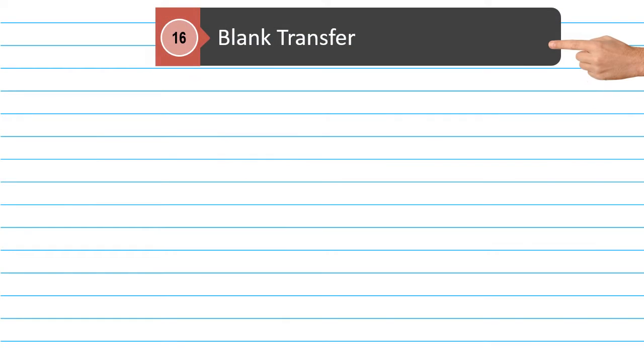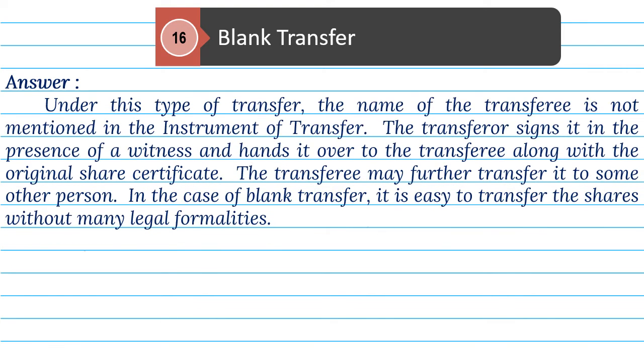16. Blank transfer. Answer. Under this type of transfer, the name of the transferee is not mentioned in the instrument of transfer. The transferor signs it in the presence of a witness and hands it over to the transferee along with the original share certificate. The transferee may further transfer it to some other person.